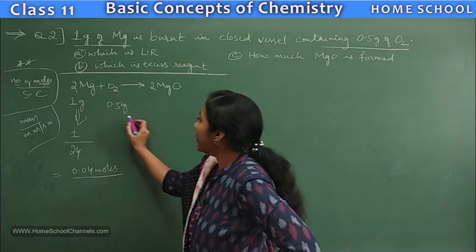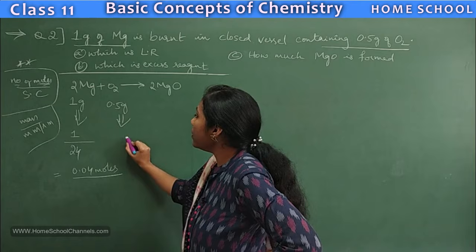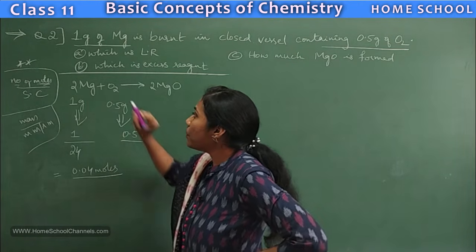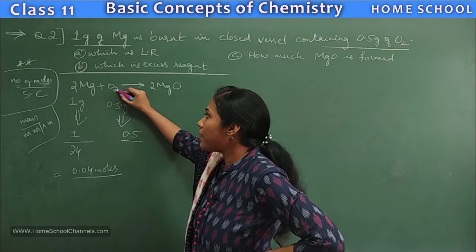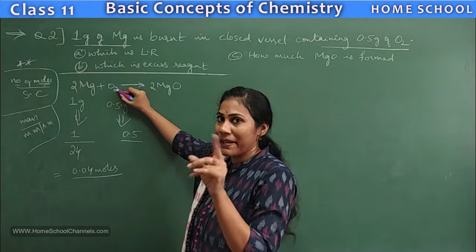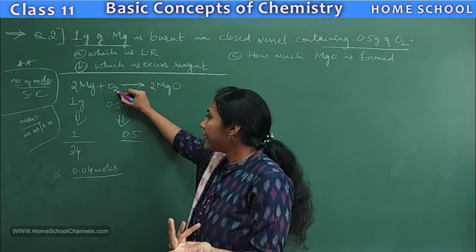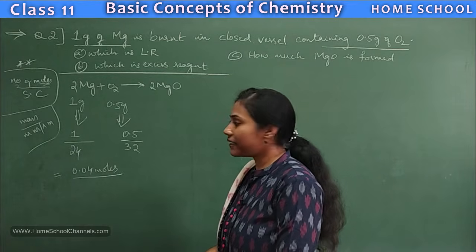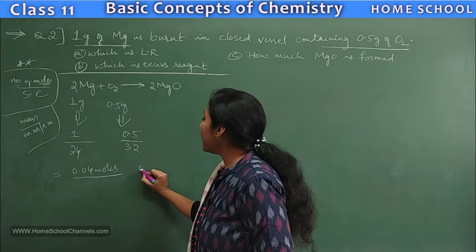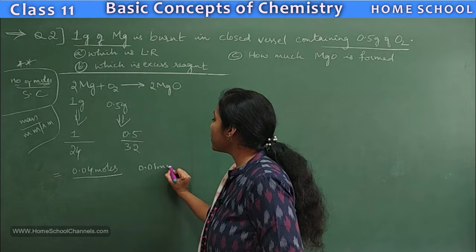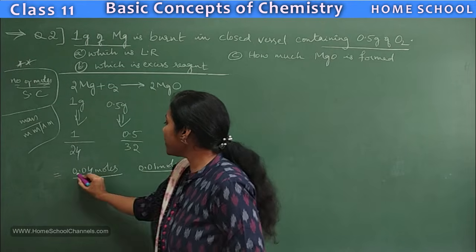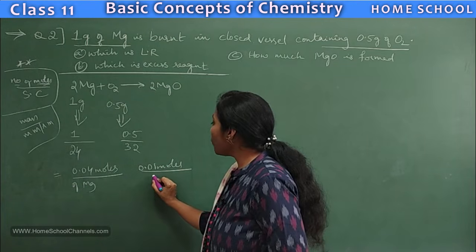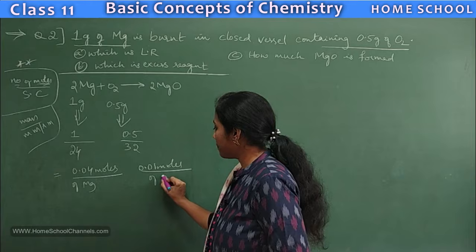Similarly, calculate the moles here. 0.5 divided by the molar mass, that is, the molecular mass of O2. Oxygen's atomic mass is 16, and 16 into 2 will be 32, right? So 0.5 divided by 32, you would get around 0.01 moles. So we have 0.04 moles of Mg and 0.01 moles of oxygen.